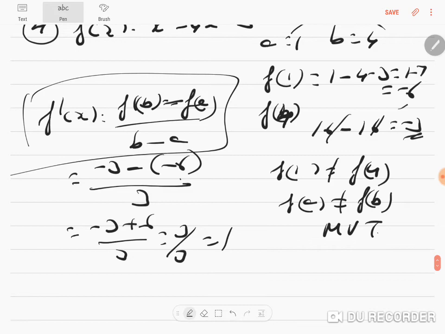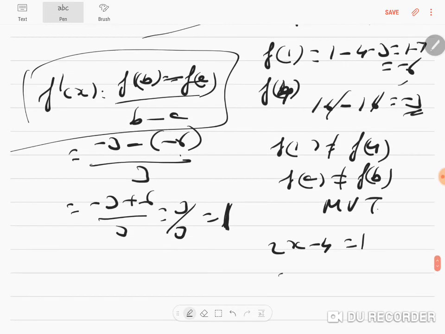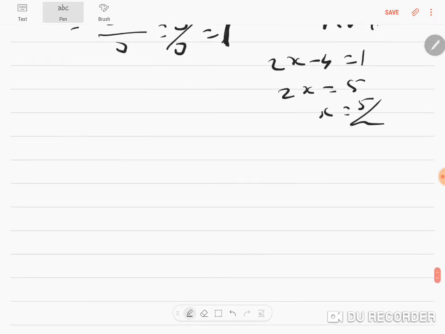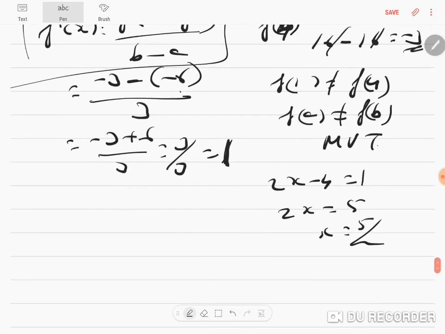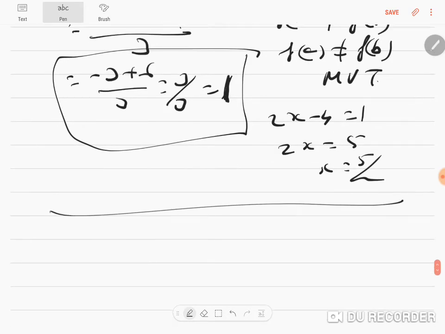But suppose they ask you at what point the slope is 1, then you have to differentiate, 2x minus 4, and equate it to 1. 2x is equal to 5, x is equal to 5 by 2 or 2.5, which lies between 1 and 4. So it's fair enough, correct? But they haven't asked all that, you can stop with this. But if they ask, you should know, that's all.